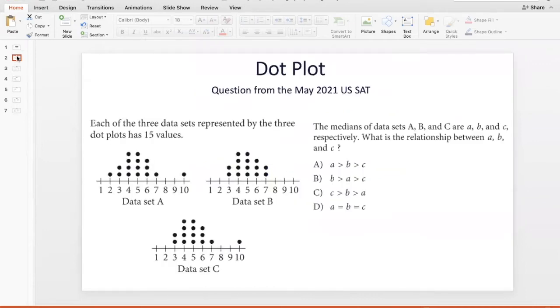This question here is from the May 2021 US SAT. Each of the three data sets represented by the three dot plots has 15 values. The medians of data sets A, B and C are small a, small b and small c. What is the relationship between them?